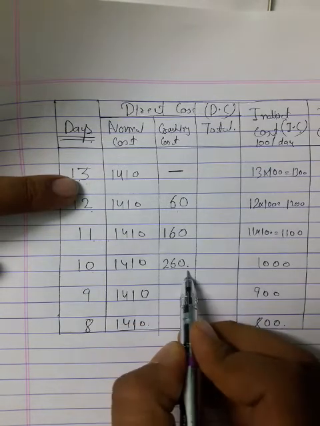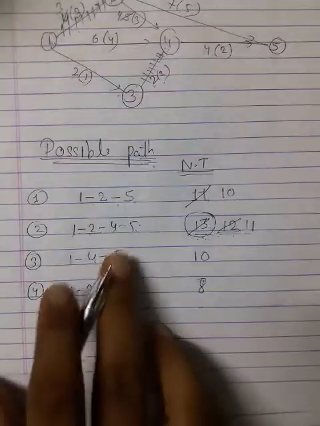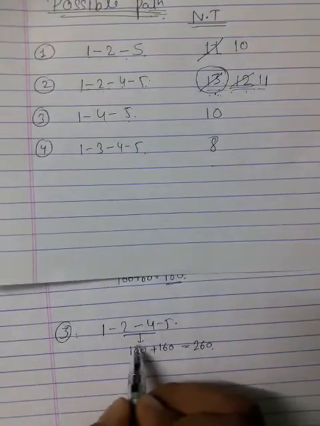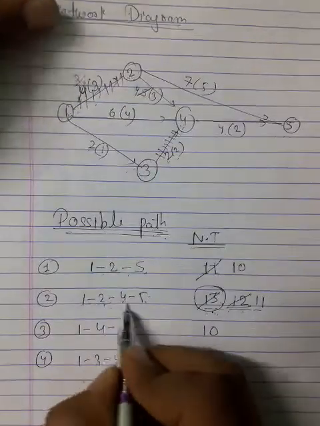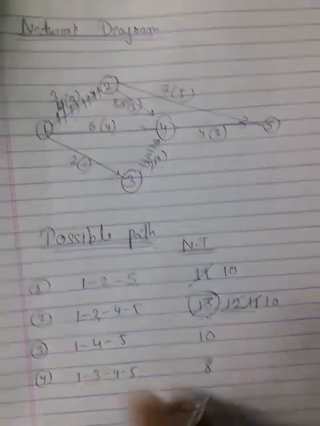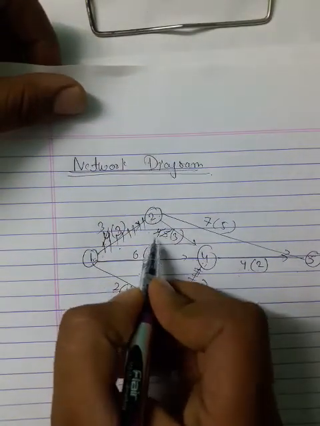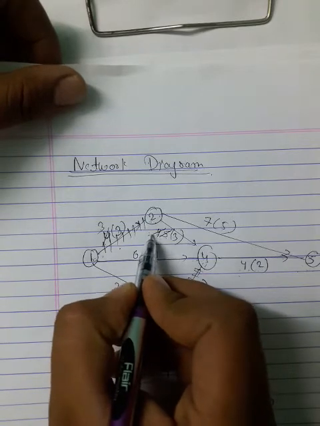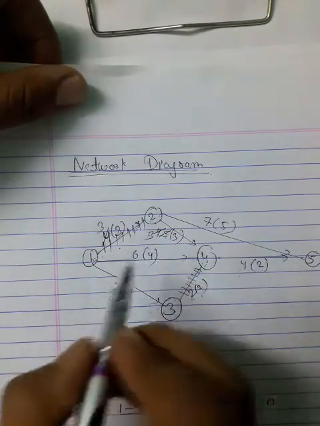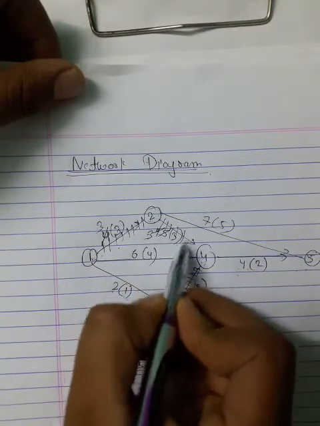As you have written 260, move to the possible path. Move to the 2 to 4 activity which I had crashed. So the 2 to 4 activity I have to crash here, it will become 10. Then move to the network diagram and crash the 2 to 4 activity. It was 4, I crash it by one day, it will become 3. As the crash time and normal time become equal, you have to crash the whole activity only.